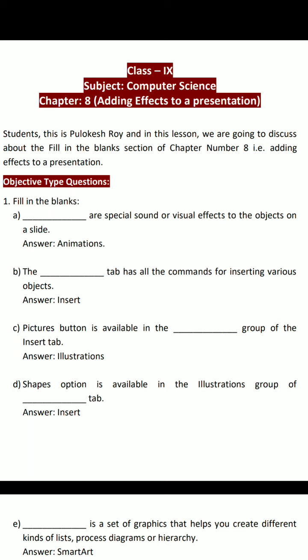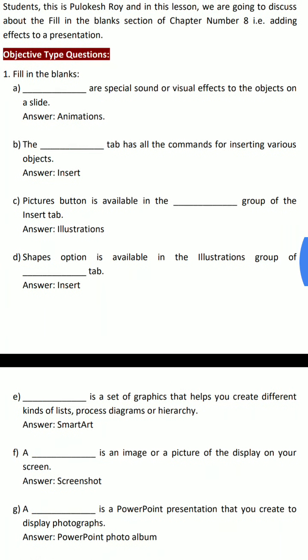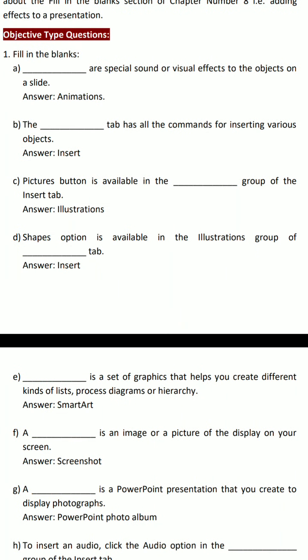So as I already stated, the illustrations group includes 5 commands. So what are those 5 commands? Clip art, photo album, shapes, smart art and chart. Okay, so now let's focus on the next one, that is point number D. The shapes option is available in the illustrations group of the, again, insert tab, as you can see in the answer.